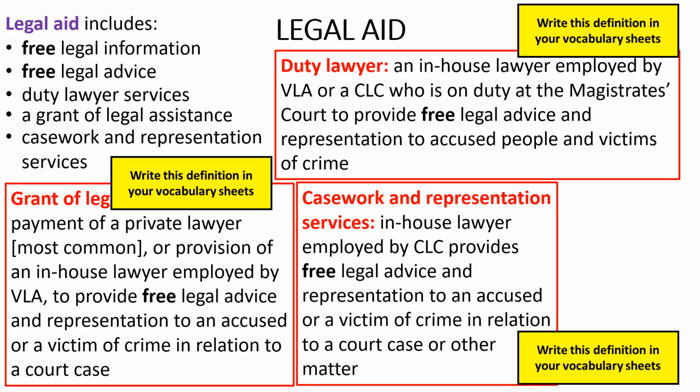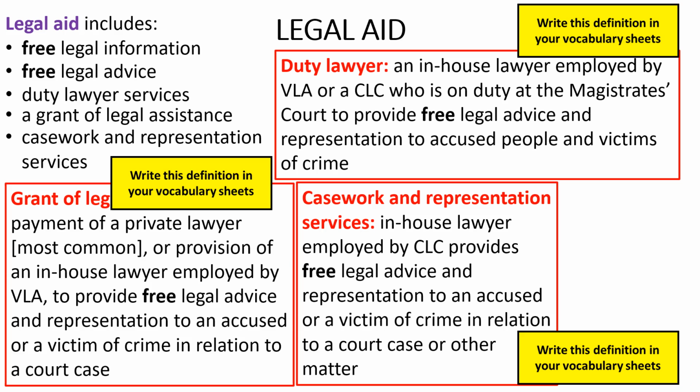When providing legal aid in the form of a grant of legal assistance, Victoria Legal Aid will often engage a private lawyer to provide legal advice to an accused or victim of crime or to represent an accused or victim of crime in court. These private lawyers are not employees of Victoria Legal Aid, but work for Victoria Legal Aid on a case-by-case basis, as well as doing legal work for a range of other clients.